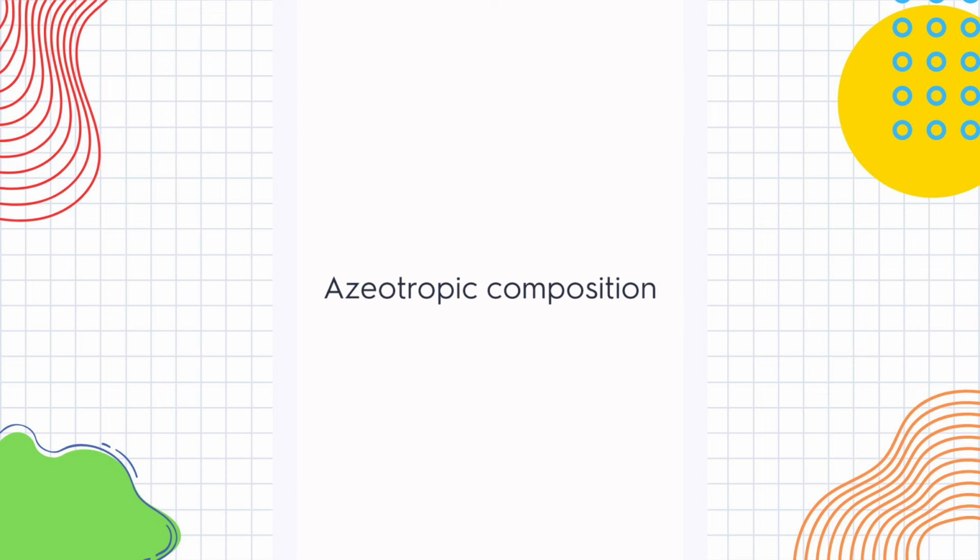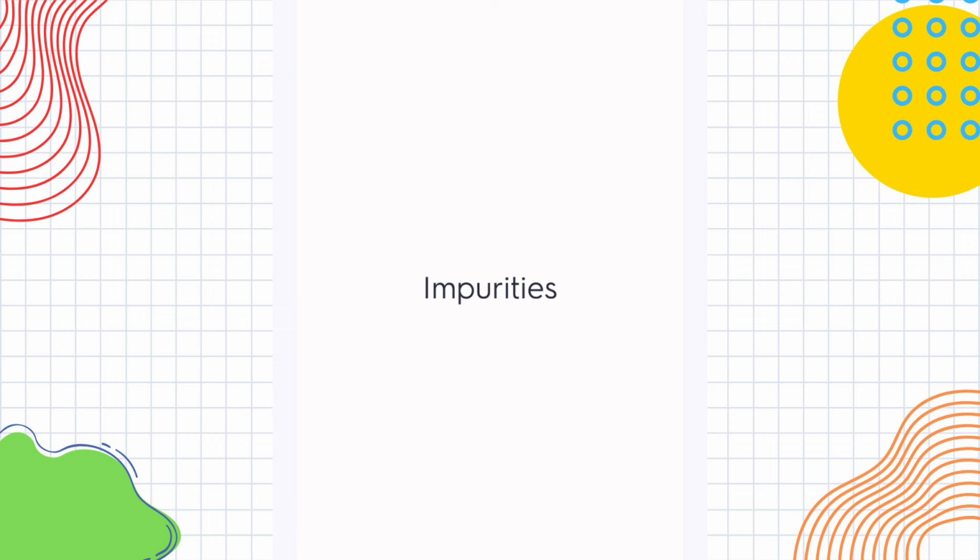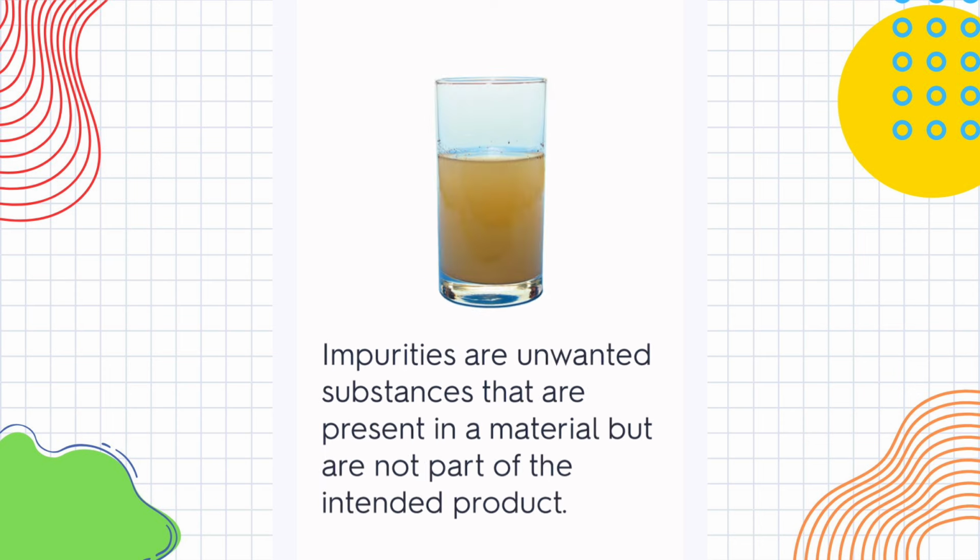Azeotropic composition. Azeotropic composition refers to the specific ratio of components in a mixture where the liquid phase and vapor phase have exactly the same composition during boiling. Impurities. Impurities are unwanted substances that are present in a material but are not part of the intended product.